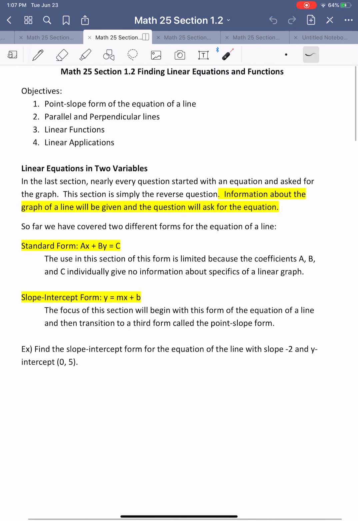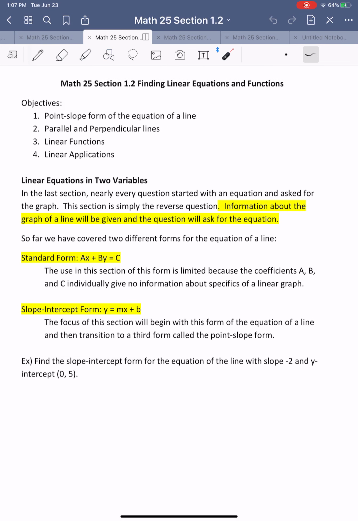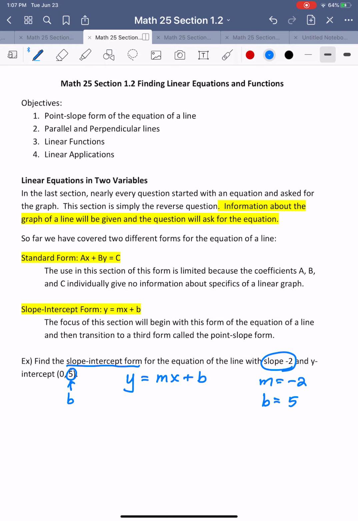First example. Find the slope-intercept form for the equation of the line with a slope of -2 and y-intercept (0, 5). Since they said slope-intercept form, I want to start with y equals mx plus b, where m represents the slope and b represents the y-intercept. The slope is -2, so m is already -2, and b is 5, because the x value is always 0 at the y-intercept. When you plug it in, you get y = -2x + 5. That's the linear equation you're looking for.